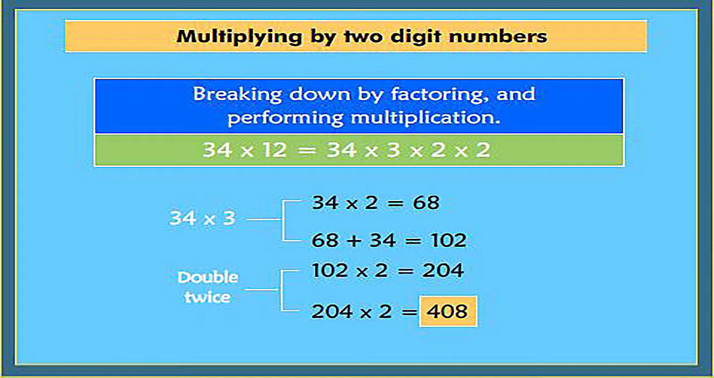Let's try it now. 34 times 3 will be obtained by doubling and adding the number. 68 plus 34 equals 102. Double it twice, you get 408.